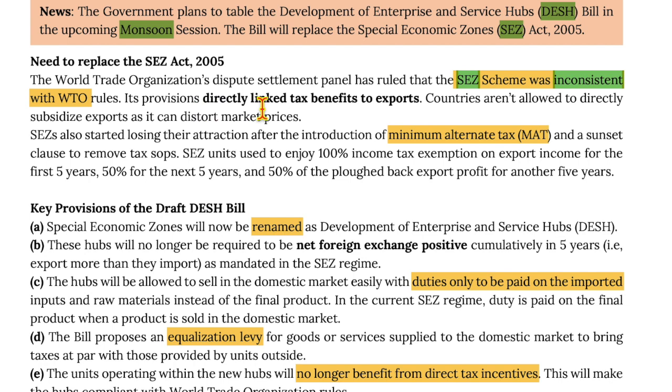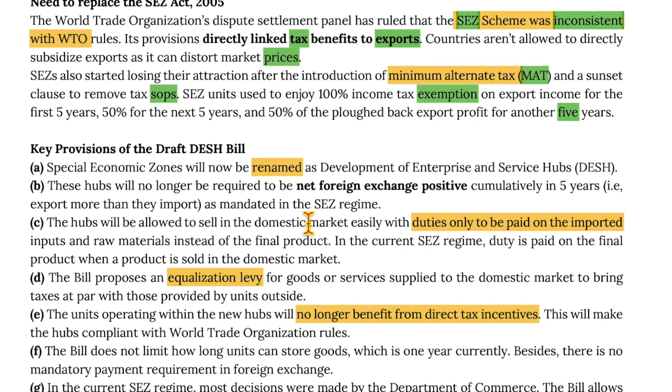Its provision directly linked tax benefits to exports. Now, countries aren't allowed to directly subsidize exports as it can distort market prices. SEZs also started losing their attraction after the introduction of minimum alternate tax and a sunset clause to remove the tax swaps. SEZ units used to enjoy 100% income tax exemption on export income for the first 5 years, 50% for the next 5 years, and 50% for the brought back export profits for another 5 years.